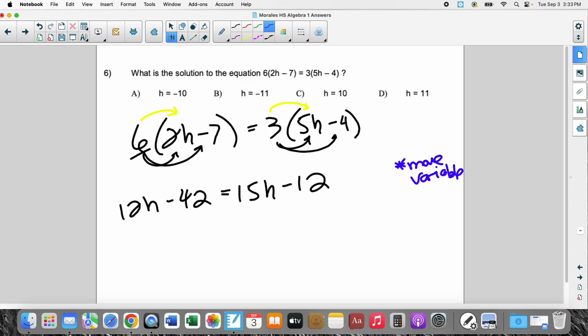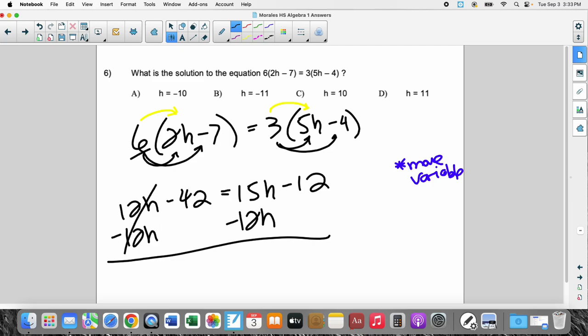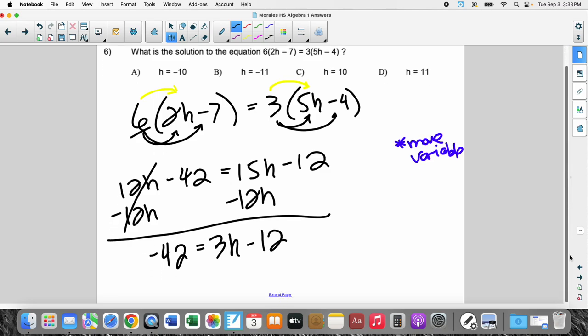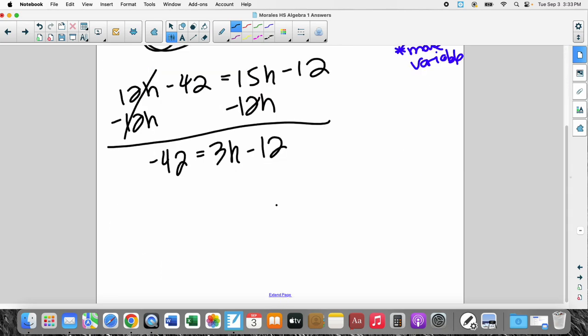I'm going to move the variables first. So I'm going to move the 12h over by subtracting 12h. These cancel. You're left with negative 42 equals 3h minus 12. And now this is a nice simple two-step equation.